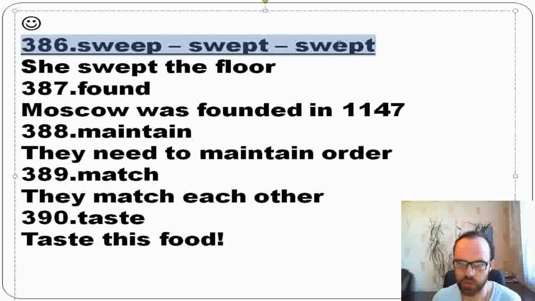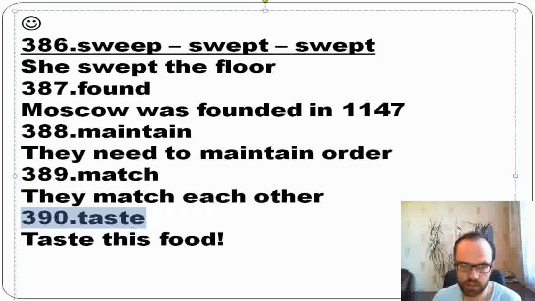Sweep, swept, swept. She swept the floor. Found. Moscow was founded in 1147. Yeah, Moscow is the capital of Russia. As you know. Maintain. They need to maintain order. Match. They match each other.